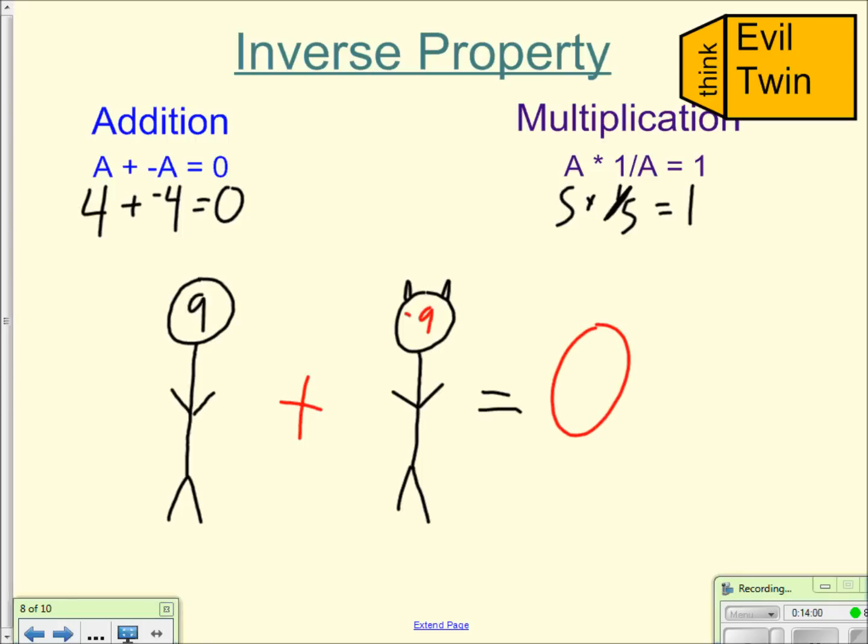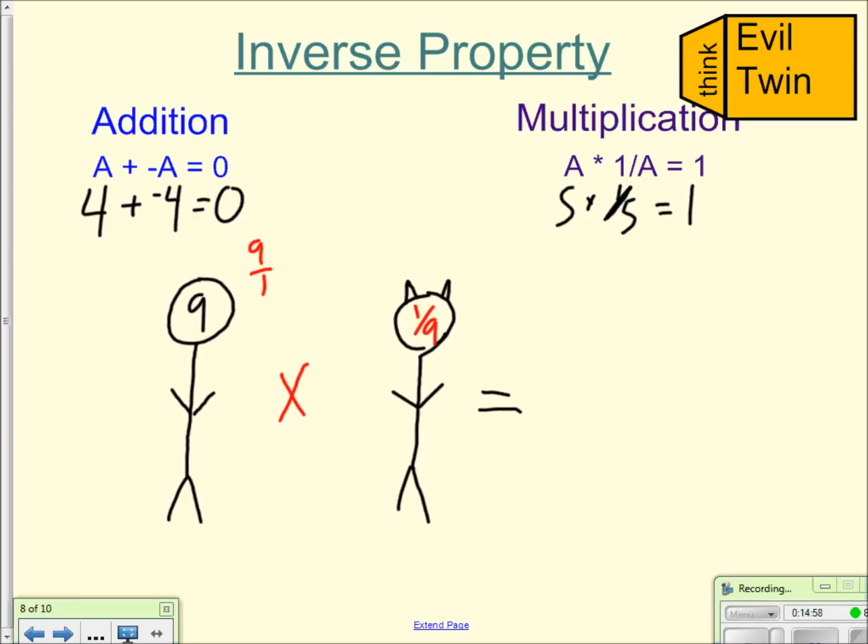If I change this into multiplication, I've got to think, what's the evil twin of 9 when we're talking about division? This goes into fractions, and we'll talk about these a lot later in the year. But as a fraction, 9 is the same as 9 over 1. But what's the opposite of 9 over 1? 1/9. That would be its evil twin for multiplication.